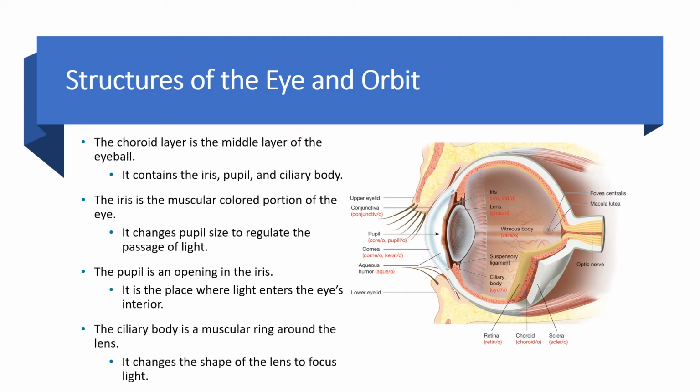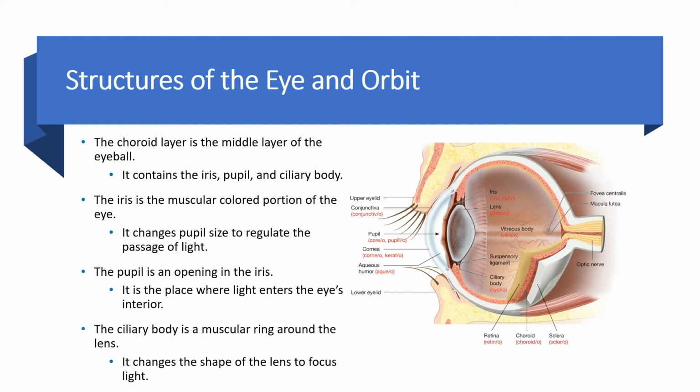The choroid layer is the middle layer of the eyeball. That's what contains the iris, pupil, and ciliary body. The iris is the muscular colored portion of the eye, and it's what changes pupil size to regulate the passage of light into the eyeball. The pupil is an opening in the iris. It is the place where light enters the eye's interior.